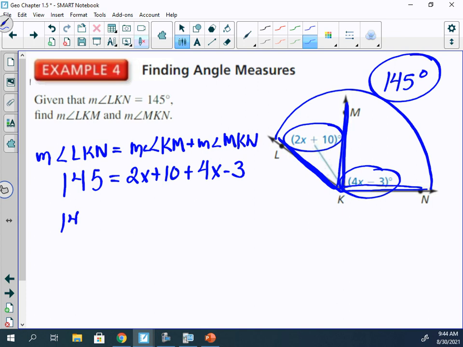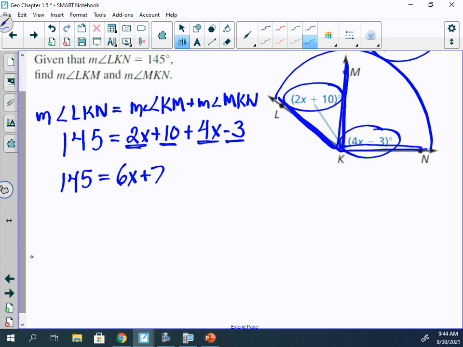Well, we do have some like terms that we can combine, 2x and 4x, which should give us 6x. And then we have 10 and negative 3. So 10 minus 3 would be 7. So it gives us 6x plus 7 on the right-hand side. Are all the variables on one side? Well, I just have 6x on one side, and I have 145 on the other. 6x is already by itself, isn't it? So we don't have to worry about trying to get the variables on the same side, but we do need to get them by itself.